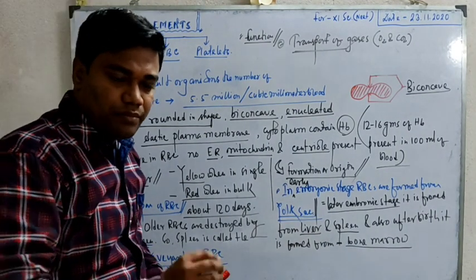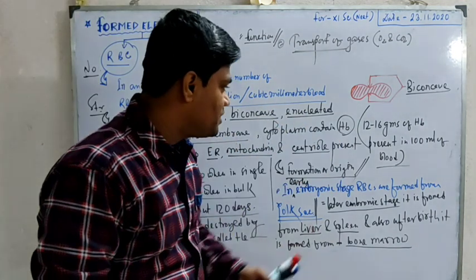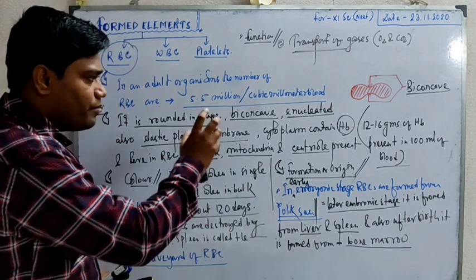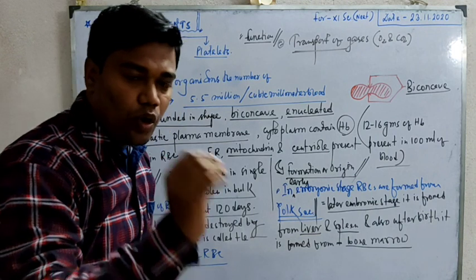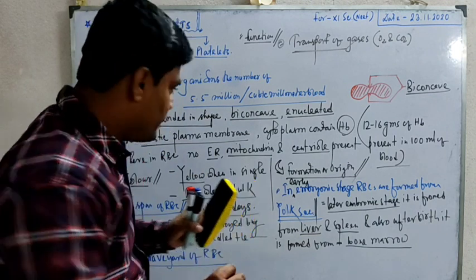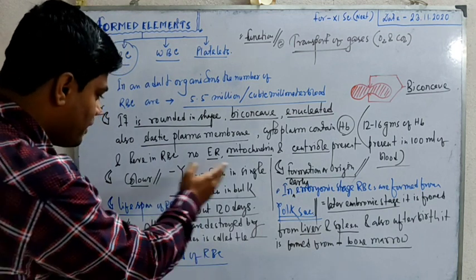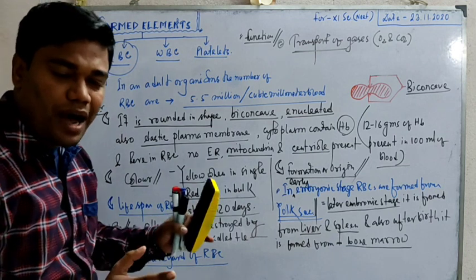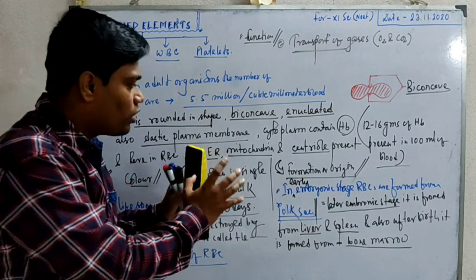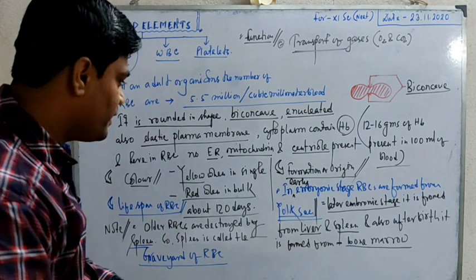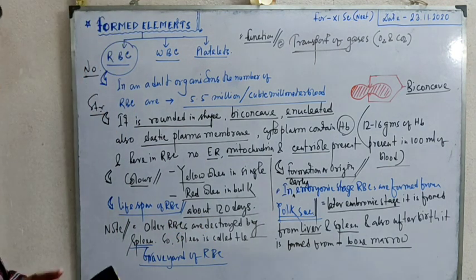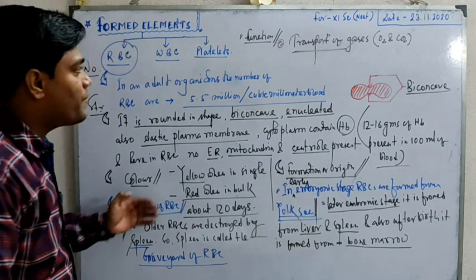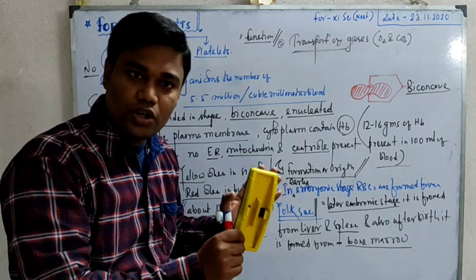We all know that RBC contains Hb, as we said previously. Hb is a quaternary protein, and because of the presence of Fe, iron, it is red in appearance, but singly it is yellow. When in bulk it appears red, and in bulk the RBCs form what we call the Rouleaux structure of RBC. So number, structure, color, formation or origin, lifespan, and function are the notes for RBC.